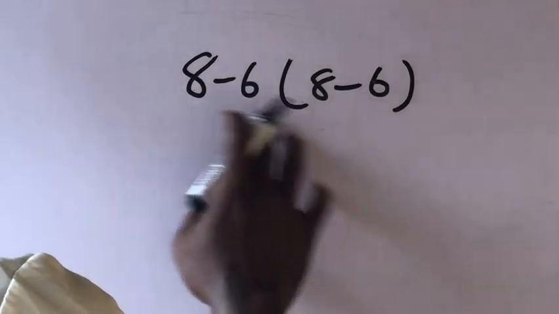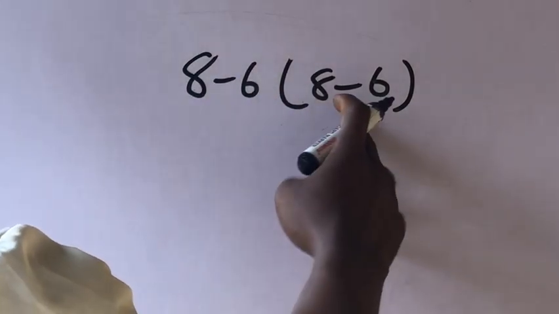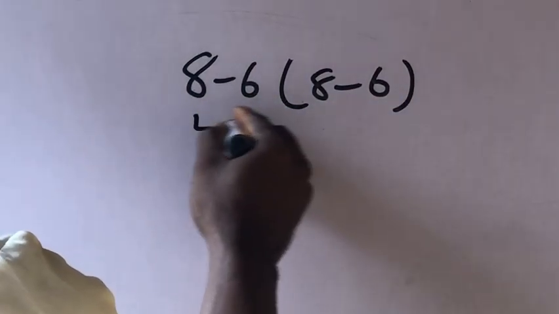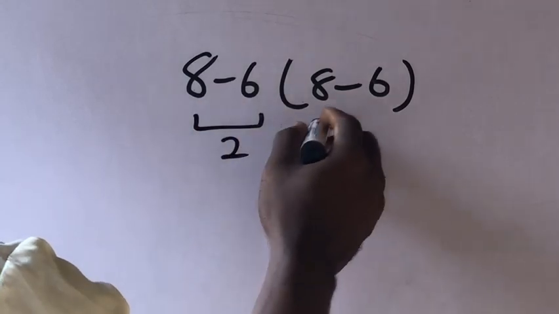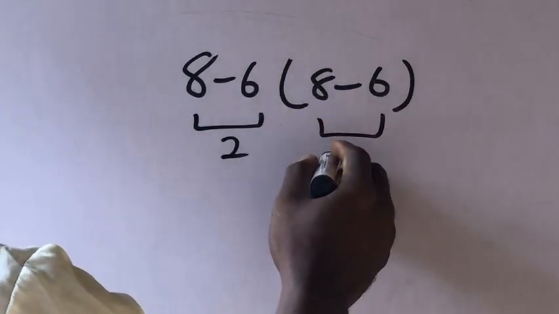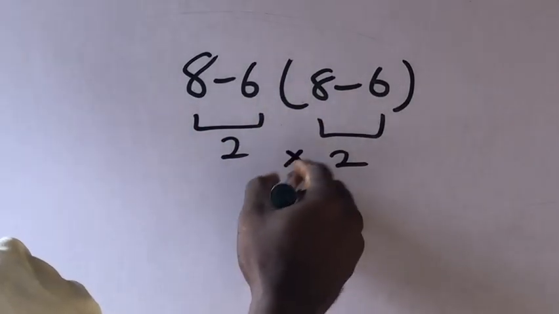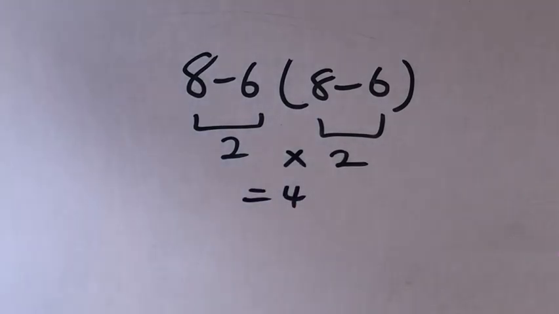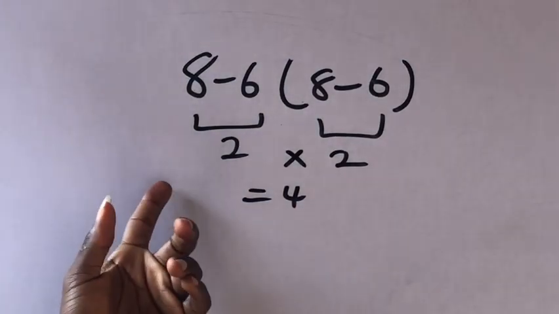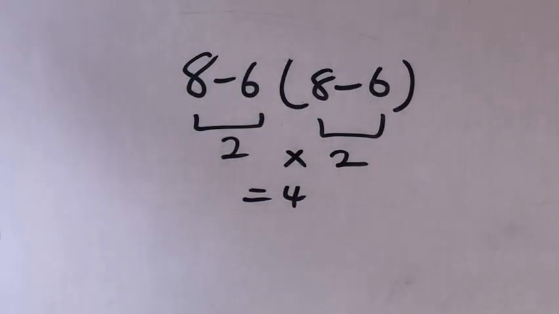Now, when you have a problem like this, 8 minus 6 will give us 2. 2 times 2 is what? 4. This is the wrong way that a lot of people use to solve this problem. And it's not correct. Let me tell you why it's not correct.